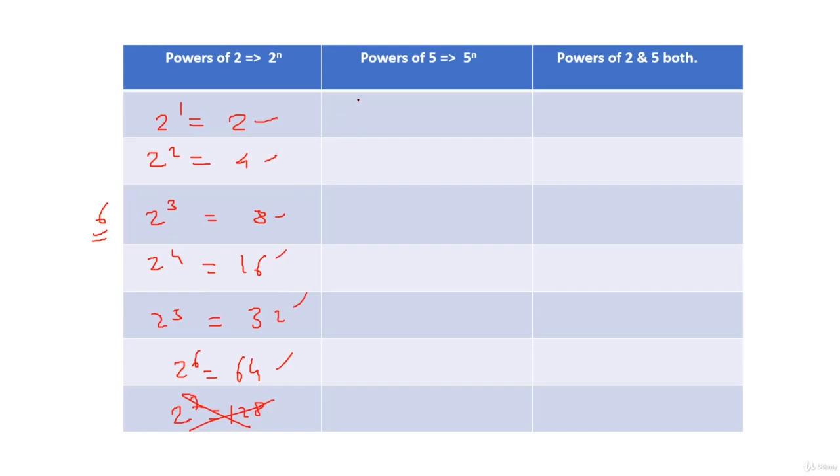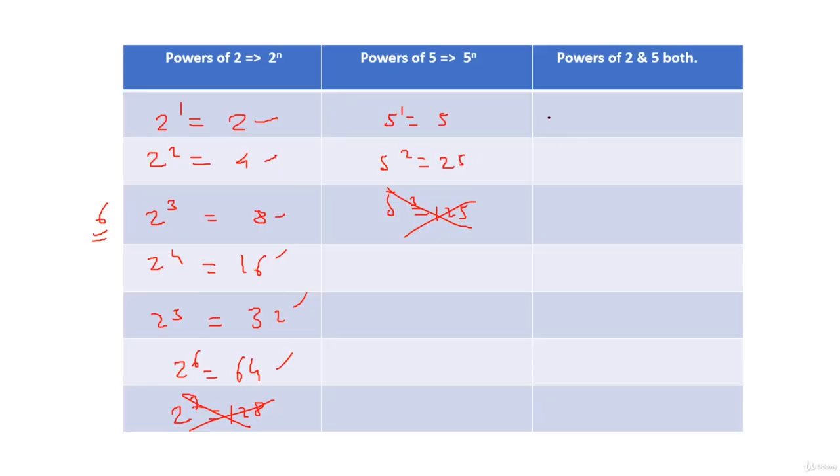Again, if you talk about powers of 5, 5 raised to 1 will be 5. 5 square will be 25. 5 cube is basically 125. We need the value of n to be less than 100. Not possible. We don't need to check beyond that. 5 power 4 is 625, then 3125, likewise. No need to check.